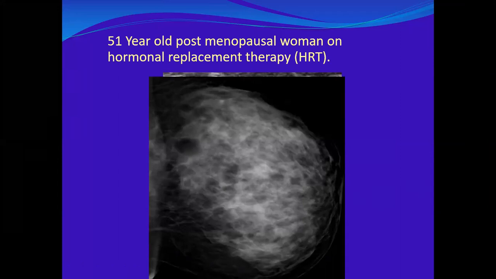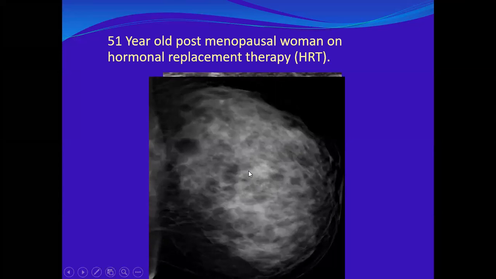This is normal glandular tissue. There is another one at the center mid breast. Excellent, well done. You are talking about this area. Yes, you are right. You got it. This is the area of asymmetry.